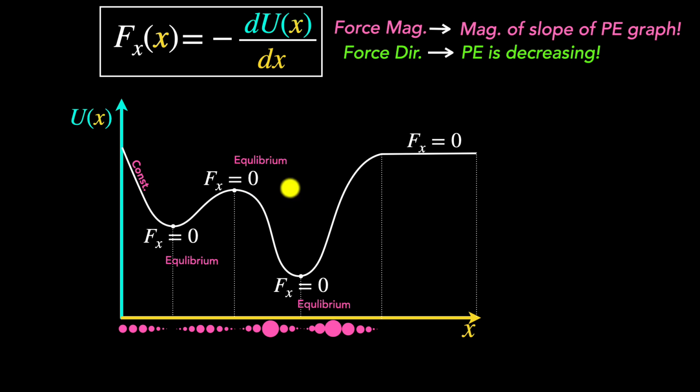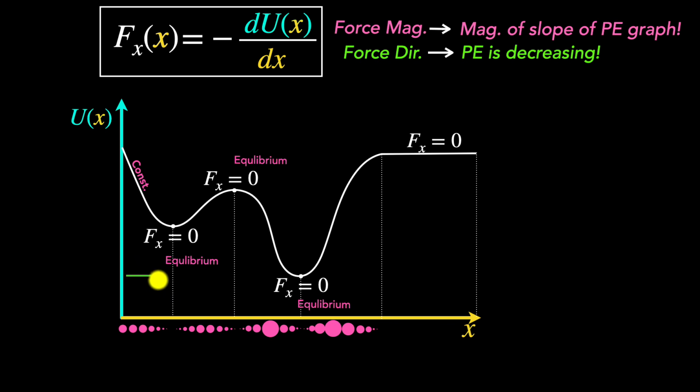Okay, let's think about this. Remember, the direction of the force is always in the direction where the potential energy is decreasing. So let's consider this section over here. As I go to the right, the potential energy is decreasing. If I go to the left, the potential energy increases. So which direction should the force be? The direction in which the potential energy is decreasing. So the force in this particular region is to the right.